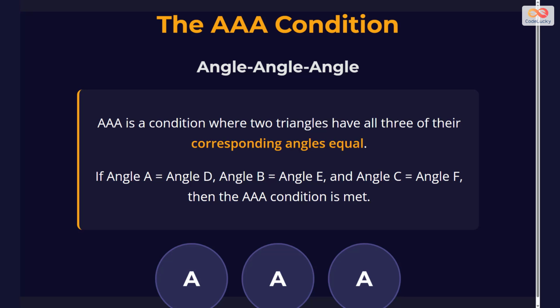This brings us to angle-angle-angle, or AAA for short. This is a scenario where we have two triangles, and we know that all three of their corresponding angles are equal. So, the first angle of one triangle matches the first angle of the other, the second matches the second, and the third matches the third.